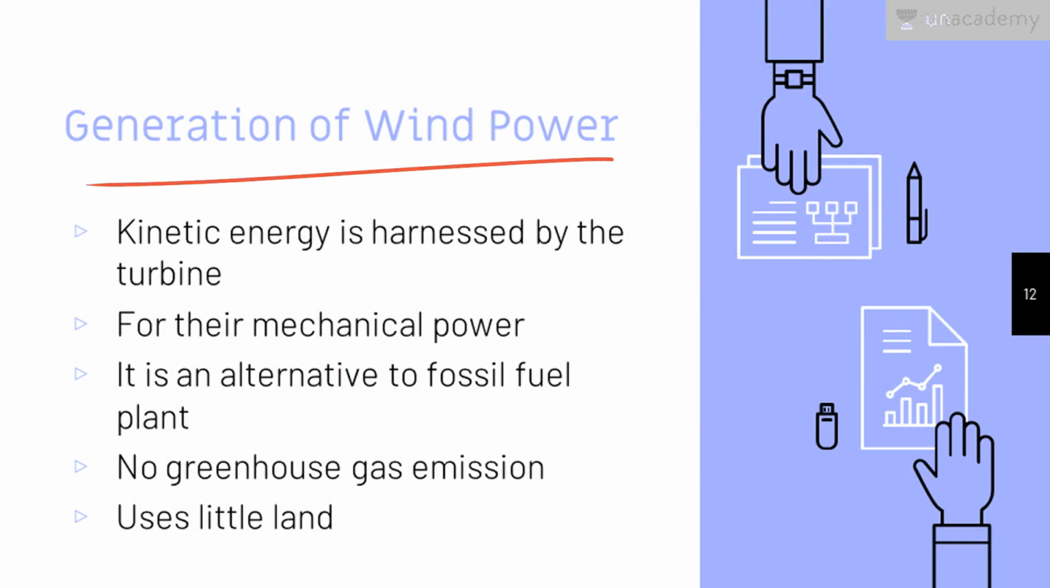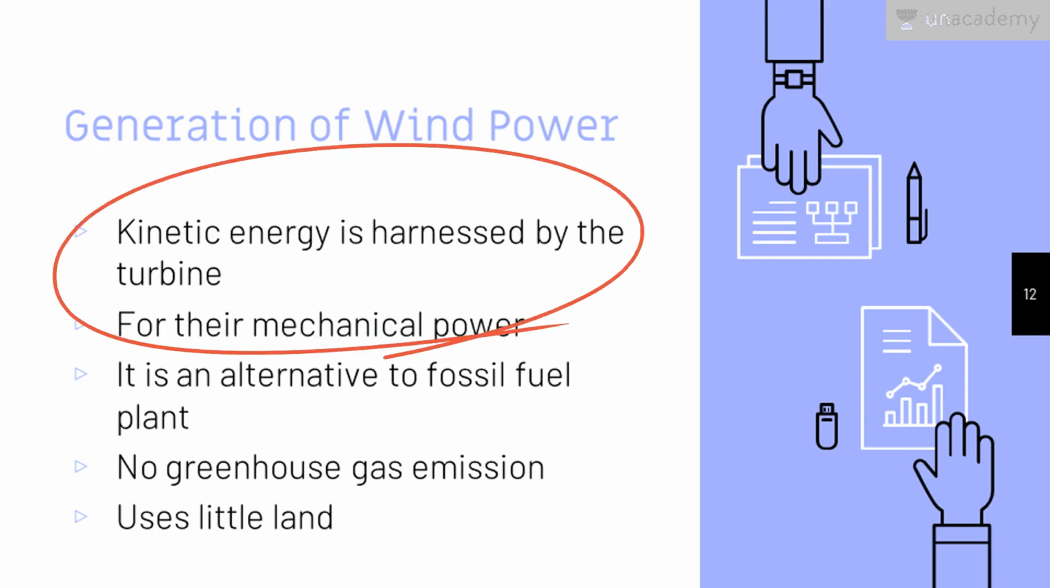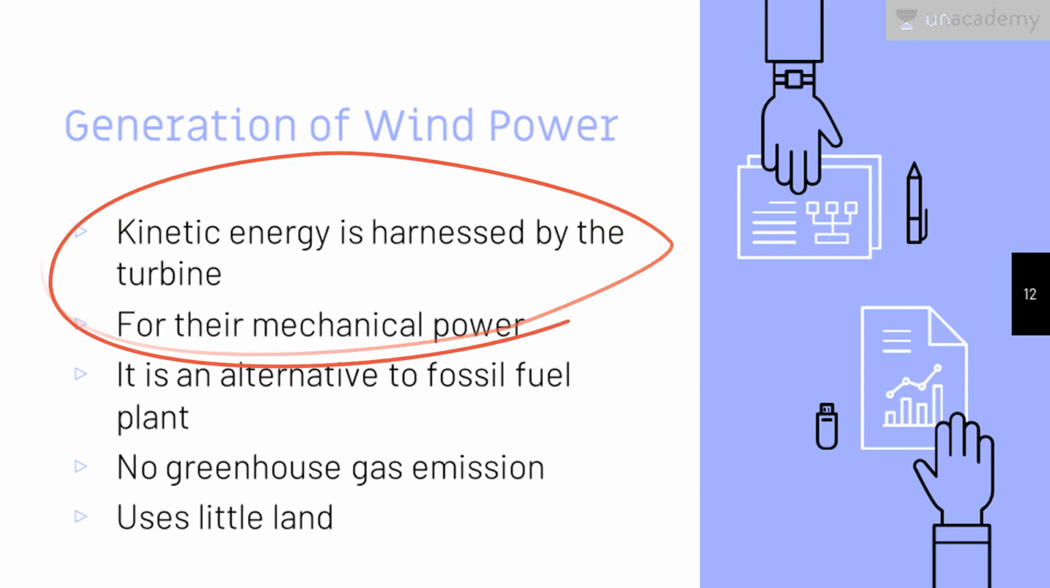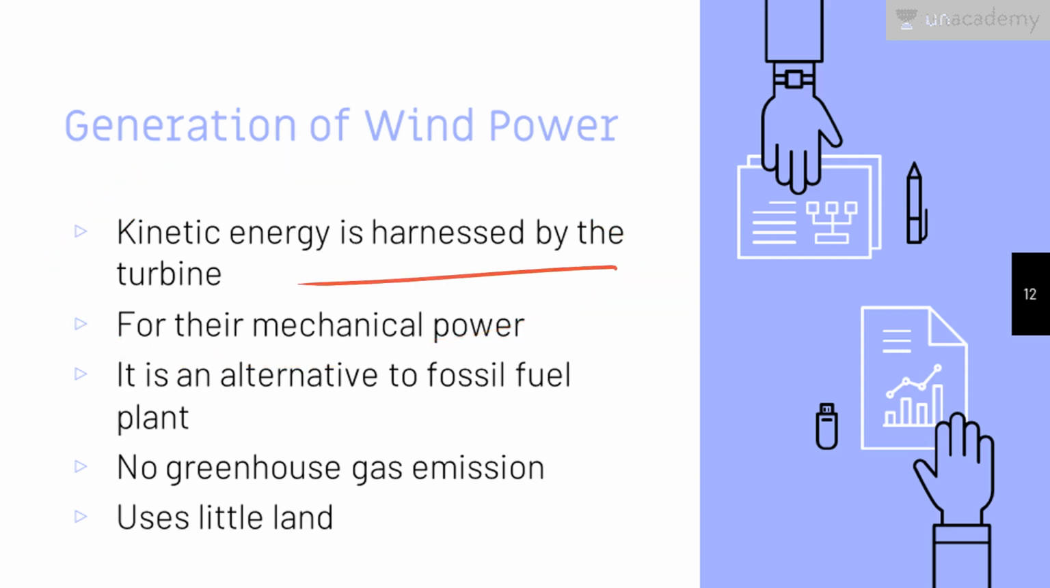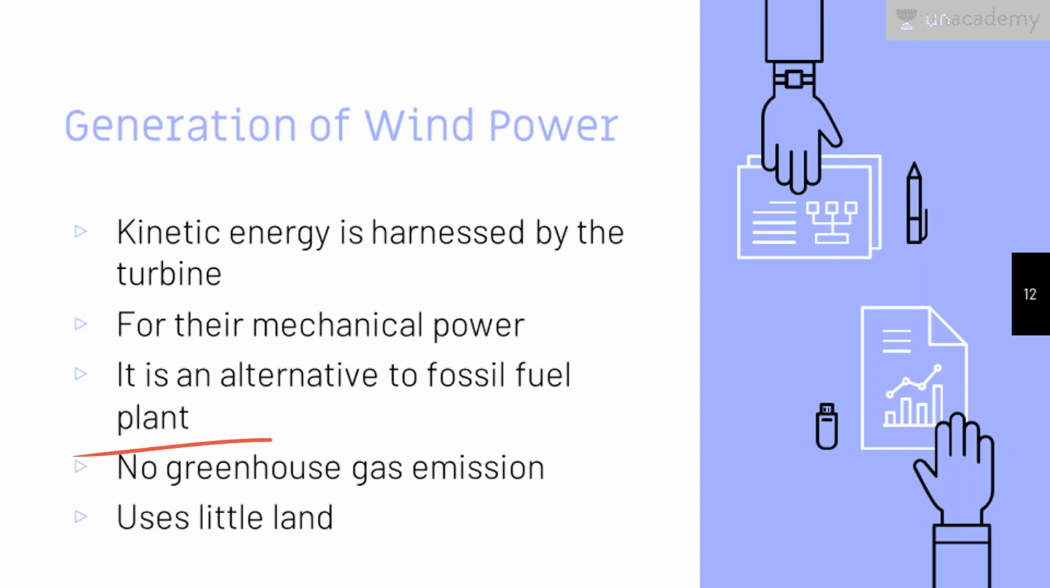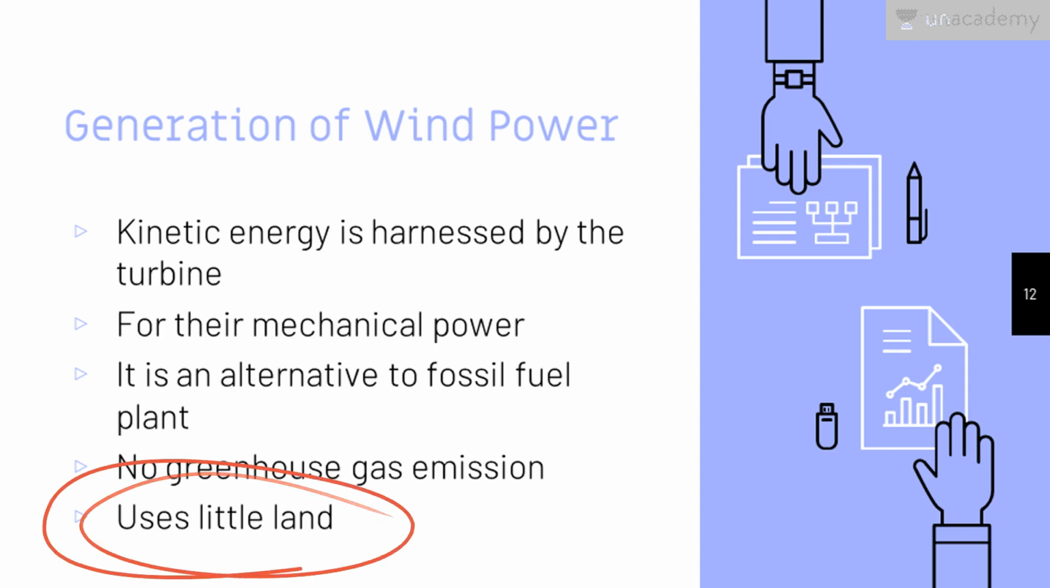So how do we generate the wind power? First, the kinetic energy is harnessed by the turbine, and the mechanical power of the turbine is used. Then this is used as an alternative for a fossil fuel plant. From these two things, the wind power is generated due to the kinetic energy harnessed by the turbine. As an alternative for the fossil fuel plant, it doesn't emit any greenhouse gas, and it uses only little land compared to the other power plants which make use of large areas of land.